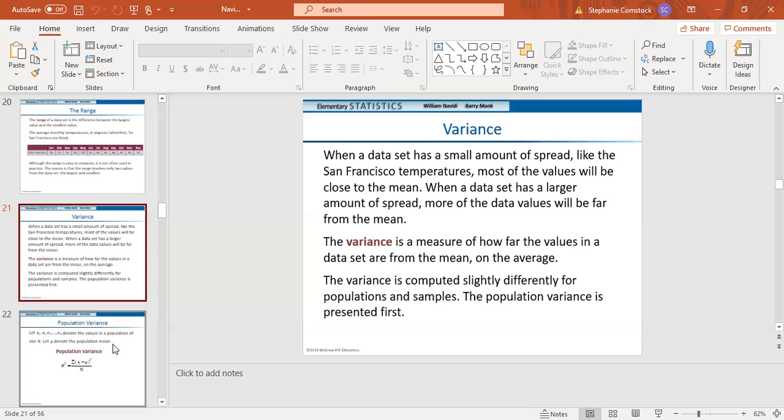I'm going to show you an alternate formula for it that's actually a bit easier to compute by hand. I'm going to show it for both population and sample for our variance stuff. And then I'm going to show you how to compute one of these by hand. We're also going to talk about how to put this on a calculator.